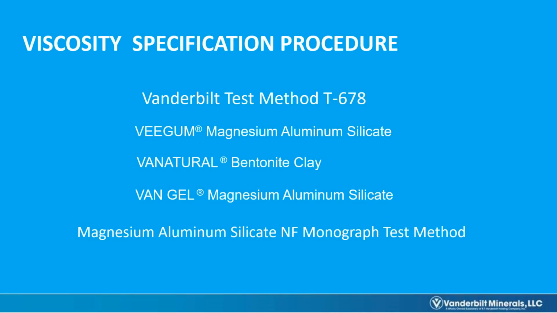Vanderbilt test method 678 is designed for measuring the viscosity of the thixotropic dispersions of our natural smectite clay products: VEEGUM, magnesium aluminum silicate; Vanatural, bentonite clay; and Van Gel, magnesium aluminum silicate. This test method is the viscosity procedure found in the magnesium aluminum silicate NF monograph.